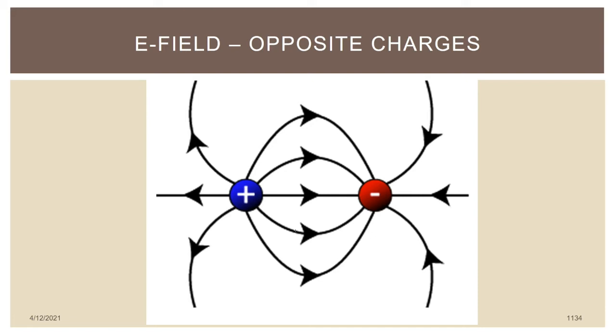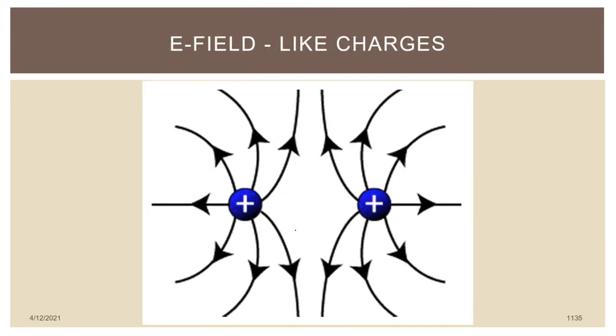And the last example we want to look at here is the electric field for like charges. Now, notice this particular diagram is shown for two positive charges, and that's why the lines are coming out. But this is what the electric field line diagram looks like. And again, this electric field line diagram is showing you what would happen to a positive test charge.